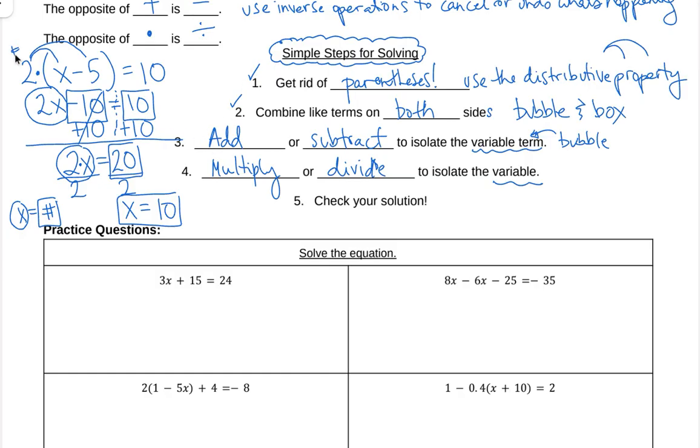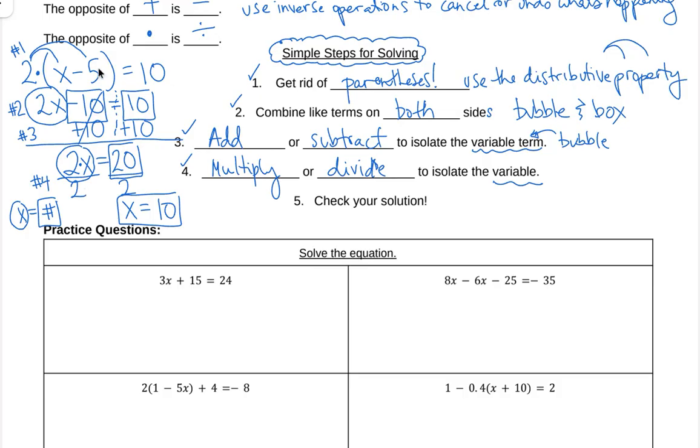All right? So if we were to look at these steps, we could almost list them out here. So the first step right here, number 1 step, get rid of parentheses, was this. The number 2 step, where we're combining like terms and looking at bubble and boxing, is right here. Number 3 is add or subtract. Number 3 was when we added 10 to both sides, okay? Number 4 step was down here when we divided by 2. So that was step number 4.